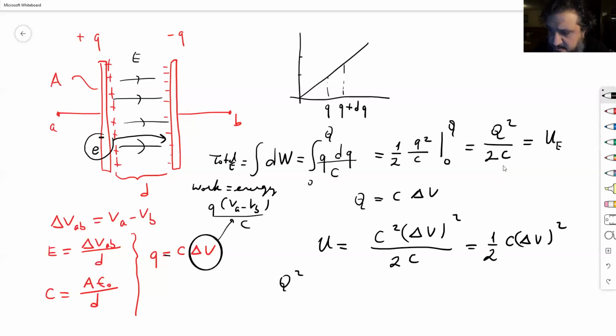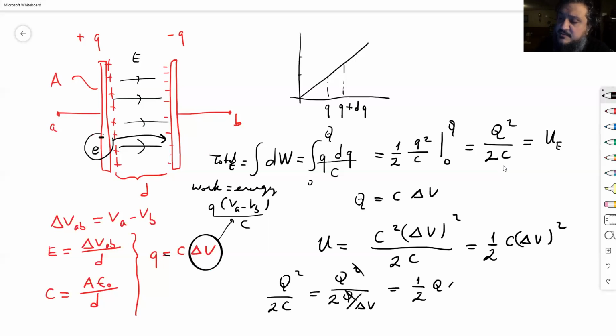So Q squared over 2C would be equal to Q squared divided by 2. Instead of C, I'm going to write Q over delta V. So 1/2, one of the Q's cancel, delta V times Q. All right, that's also U. Here you have 3 different versions of the same formula, energy. Q squared over 2C, or 1/2 C V squared, or 1/2 Q delta V. All right, so this will be the energy.